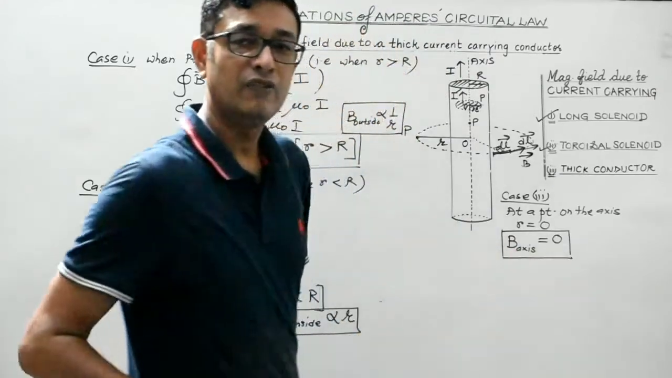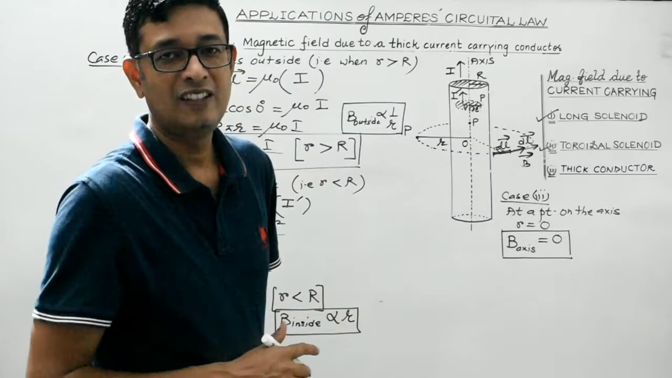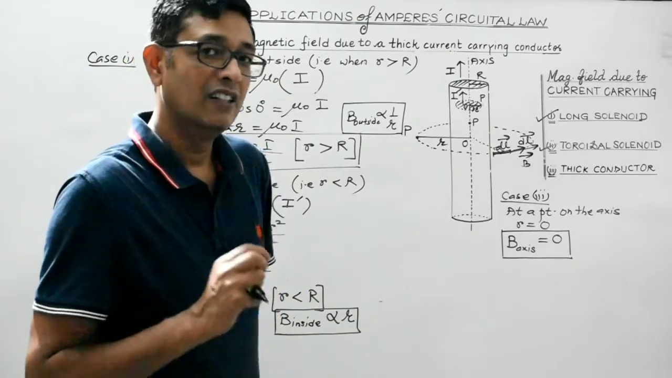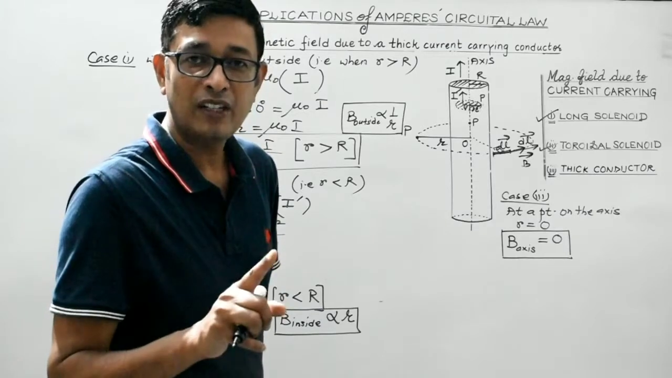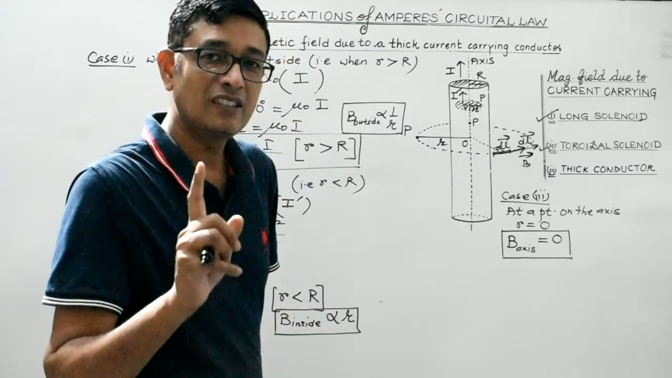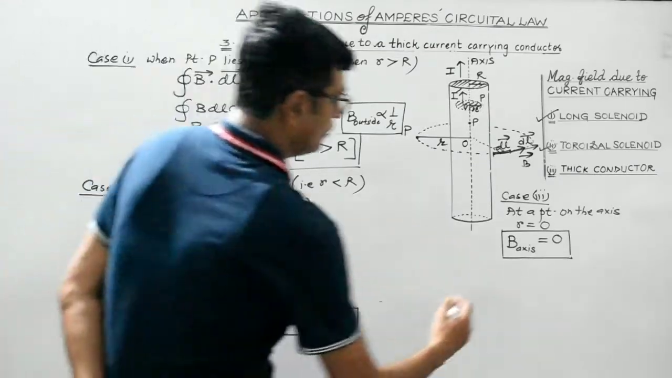This is the result which we have discussed during Biot-Savart law as well. So I repeat, students, again a very important result. The magnetic field at a point on the axis of a current carrying conductor is always 0. Right? Okay. Case 4.